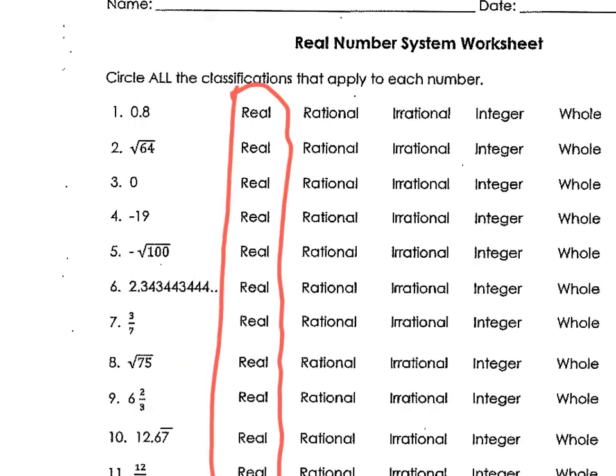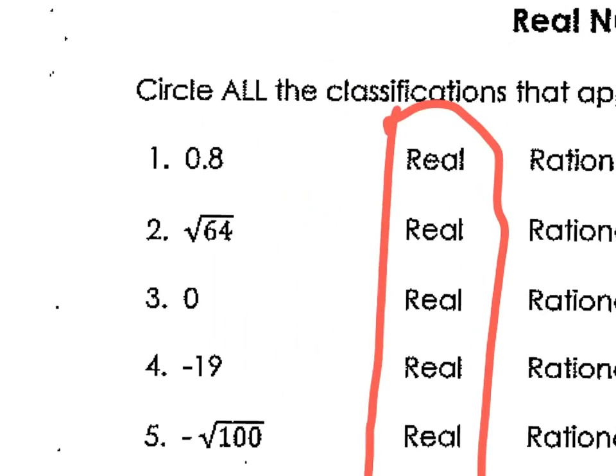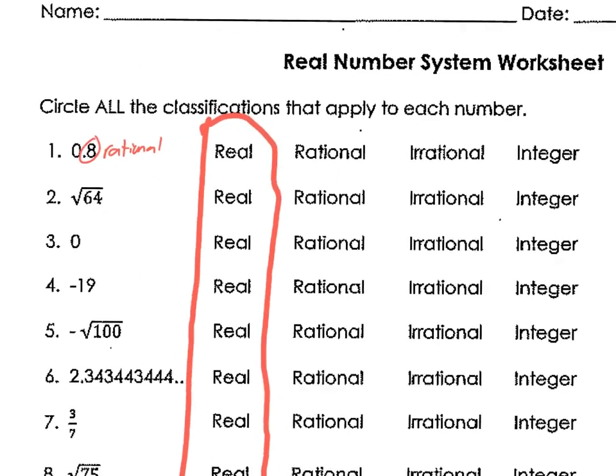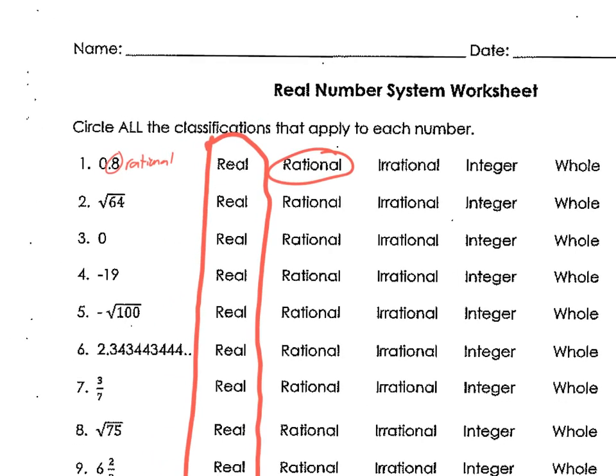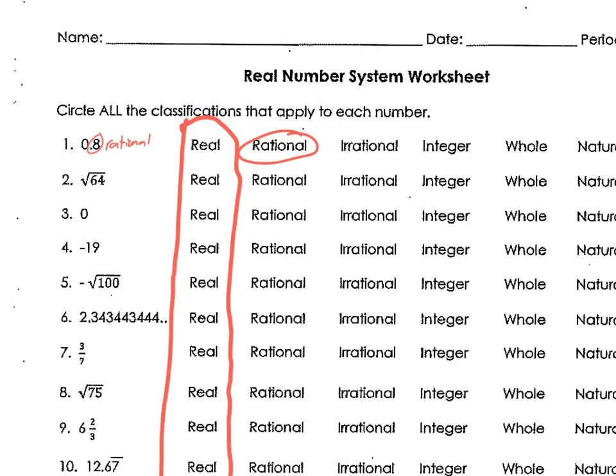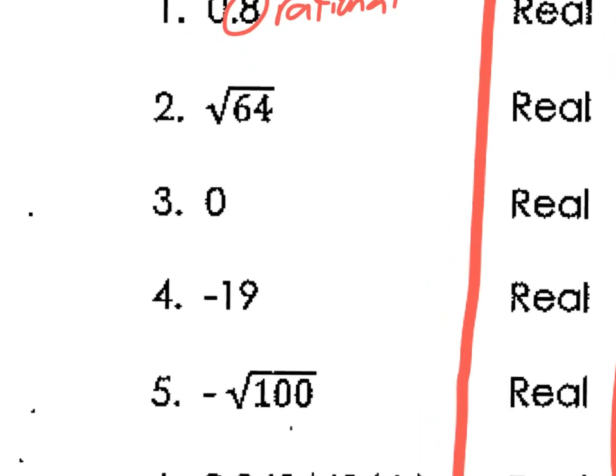So 0.8, because it's got the part right there, this is what's going to be called a rational number. So to circle all the things that apply to it, it's going to be rational. You cannot be rational and irrational. You are either one or the other. But that's going to be all that applies to number 1, because it's not an integer, because it has parts to it, not a whole, not going to be natural or anything else. So now I'm going to skip to number 3, and the rest of those are going to be on your own.